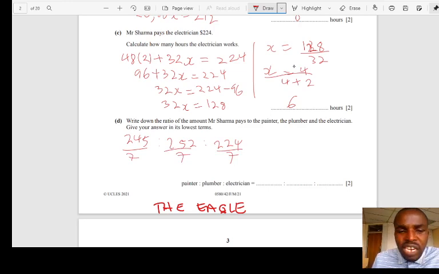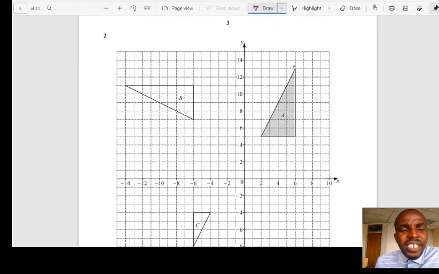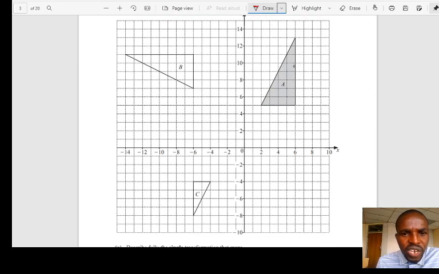So 245 divided by 7 is 35. Then 252 divided by 7 is 36. Then 224 divided by 7, you get 32. So this ratio is simplified to its simplest terms. Done. Question number 2. This one is transformation.